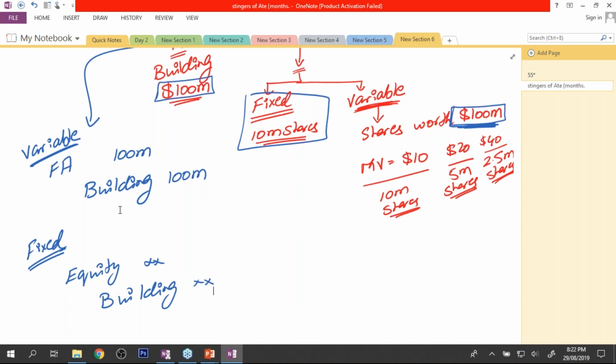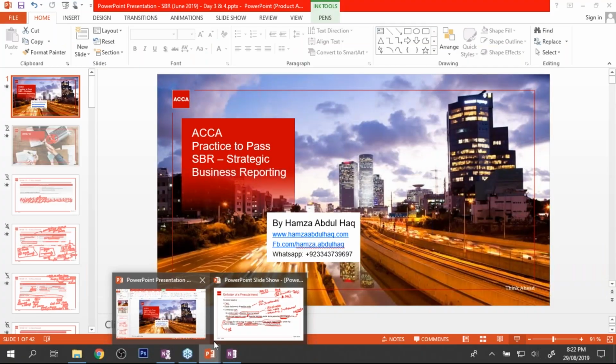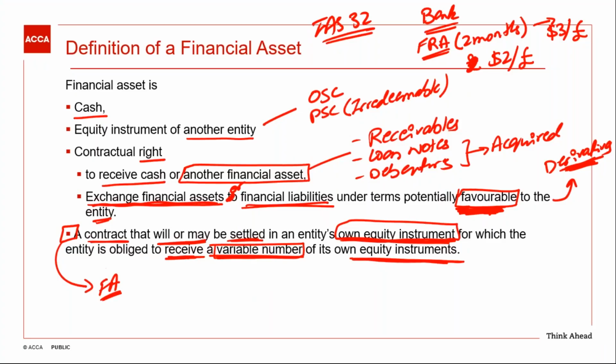Now if I go back to the definition, this means any contract where the contract will be settled in my own equity instrument, then we have to see whether the number of equity instruments is variable or fixed. If they are variable, it's a financial asset. If they are fixed, it's equity.